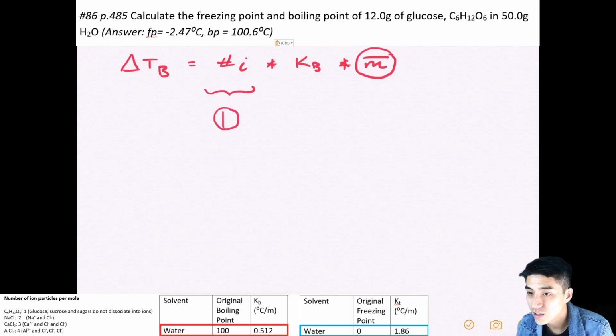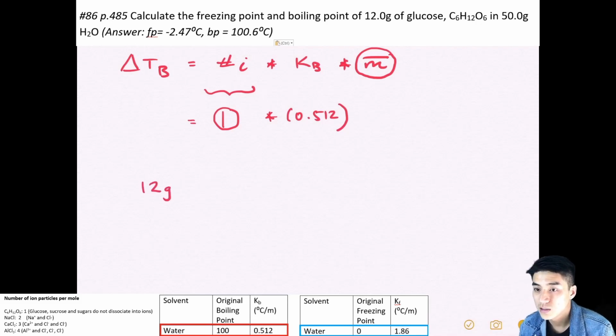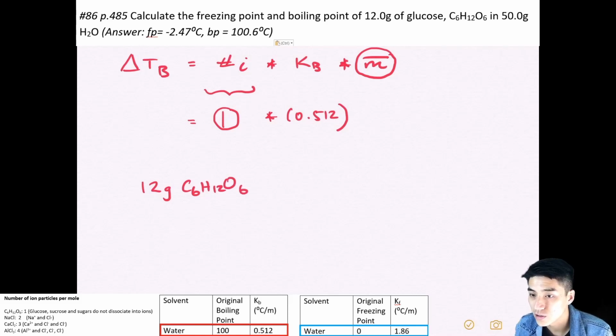But for i, I'm going to plug in 1 because it's sugar. You can see on the lower left of the screen for glucose, plug in a 1. For KB, again, plug in 0.512. That's highlighted in red in the lower portion of my screen. So now I need to figure out what the molality is. I'm going to write down 12 grams C6H12O6, and this is dissolved in 50 grams of our solvent, which is water.